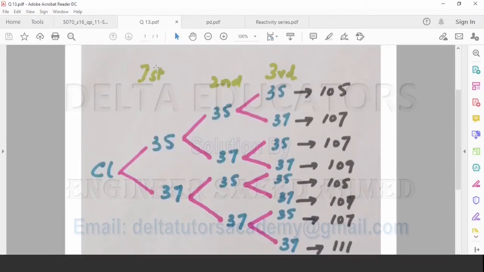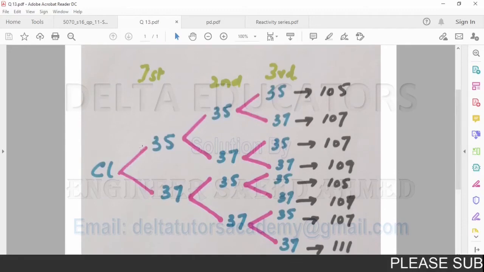Suppose here is the first chlorine atom, the second chlorine atom, and here we have the third chlorine atom. For the first chlorine atom it may be 35 or 37. Now for the second chlorine atom it may be 35 or 37 that has reacted with 35 of the first chlorine atom, or it may be 35 or 37 that is reacted with 37 of the first chlorine atom. In the same manner, we have made a probability for the third chlorine atom.